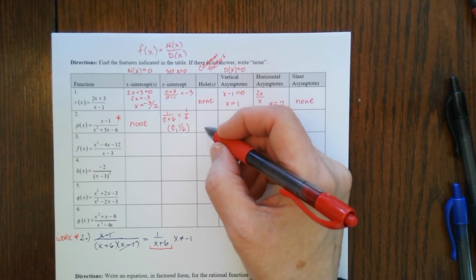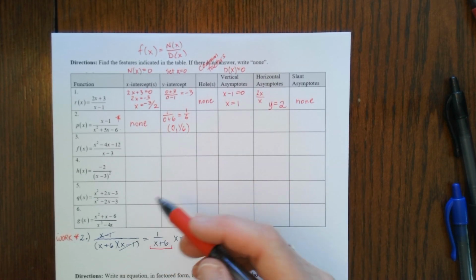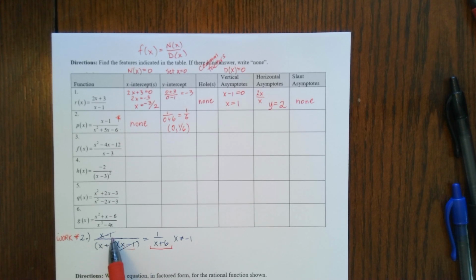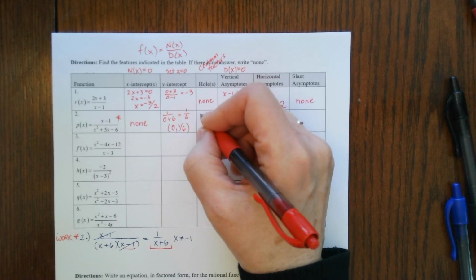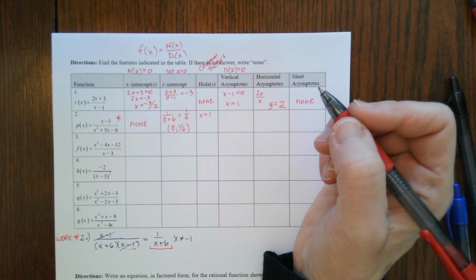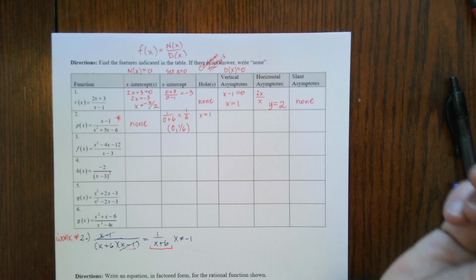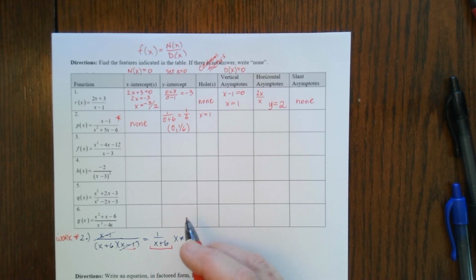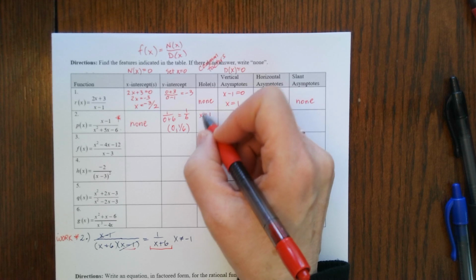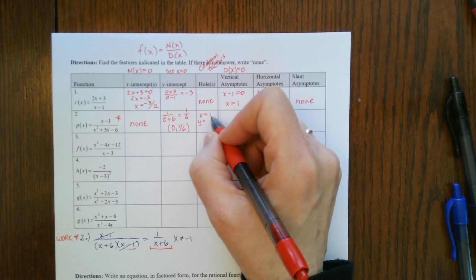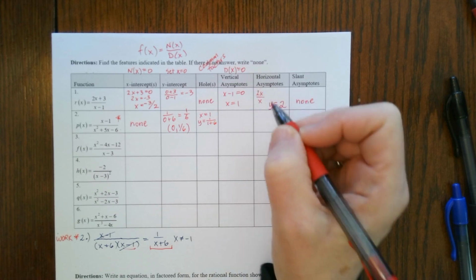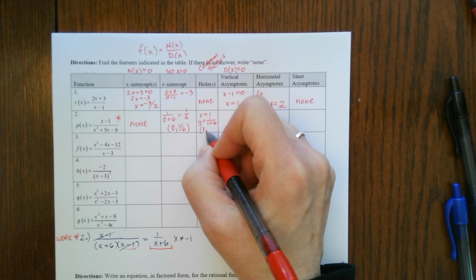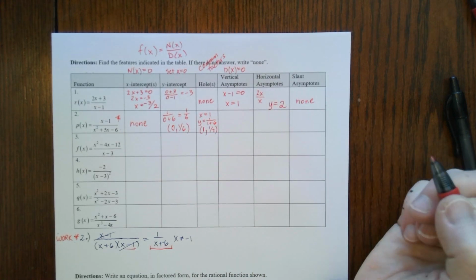Holes. We do have a hole because we have this common factor of x minus 1 in the numerator and also the denominator. So we have a hole at x equals 1. To find the y-coordinate of the hole, we look at the reduced function and replace x with 1. So the y-coordinate is 1 over 1 plus 6, or 1/7. So the coordinate of our hole is (1, 1/7).